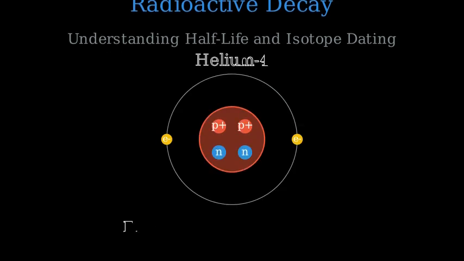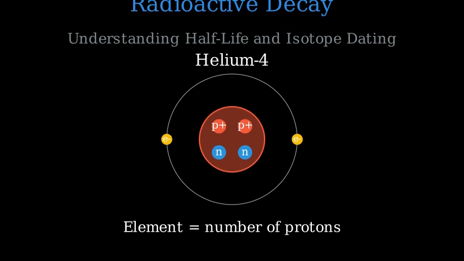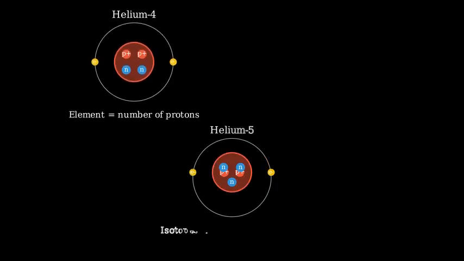A chemical element is defined by the number of protons in its nucleus. For example, carbon always has 6 protons, while oxygen always has 8 protons. Isotopes are versions of the same element that have the same number of protons, but different numbers of neutrons. This means they have the same chemical properties, but different atomic weights.